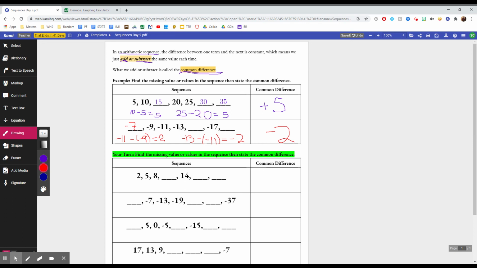Okay, so now negative 13 minus 2 gives me, let me use my equation actually, negative 15. Negative 15 minus 2 is negative 17. And negative 17 minus 2 is negative 19. Okay, and that's it for this problem.